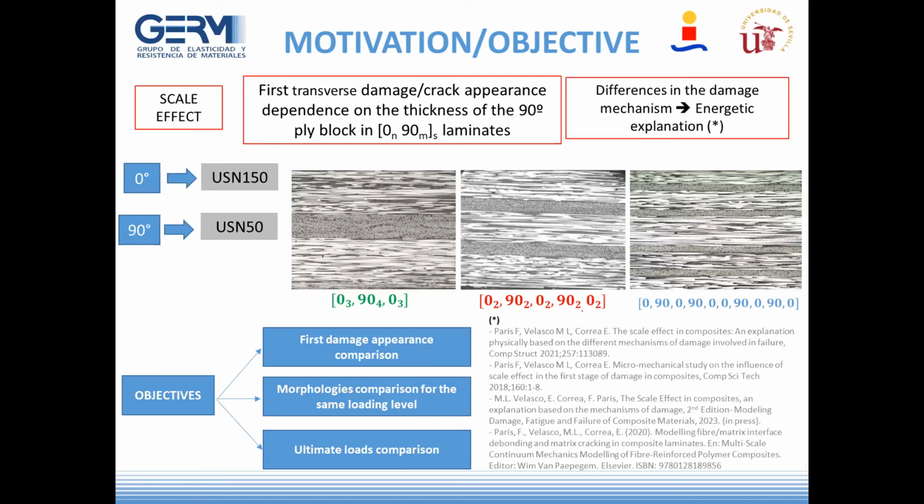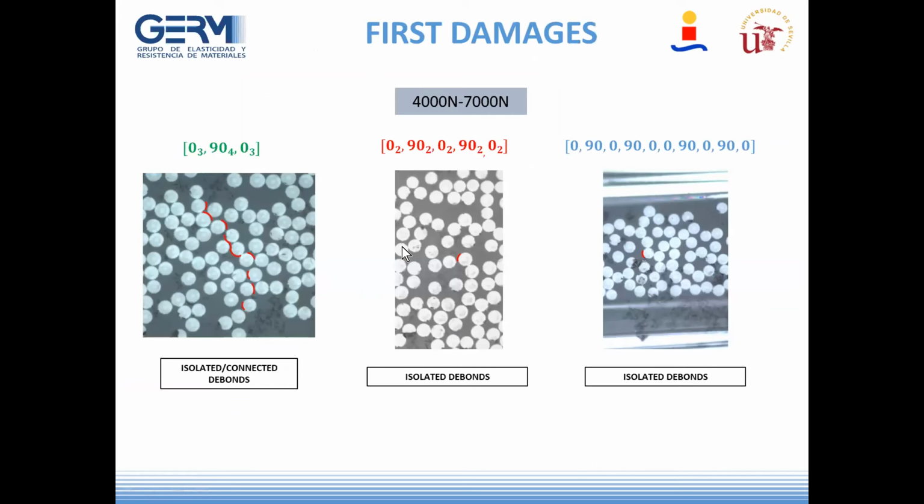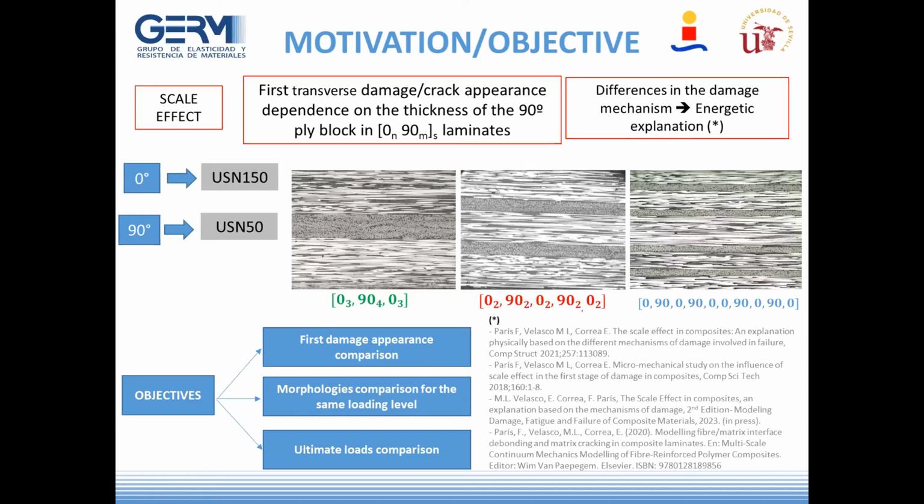So we propose here the comparison between three different laminates using the same thickness, the same number of plies in the 90-degree and the 0-degree blocks, but distributed in different ways.